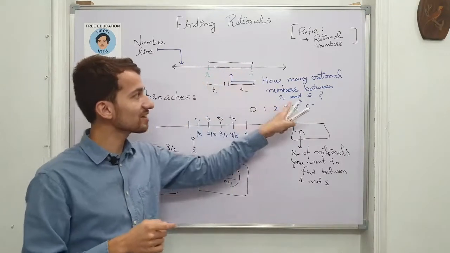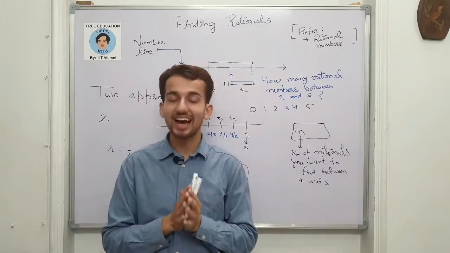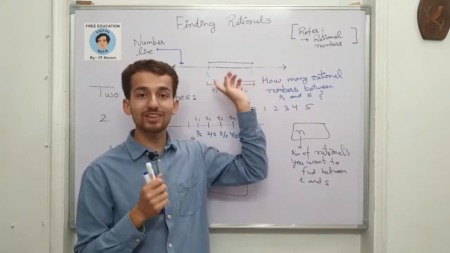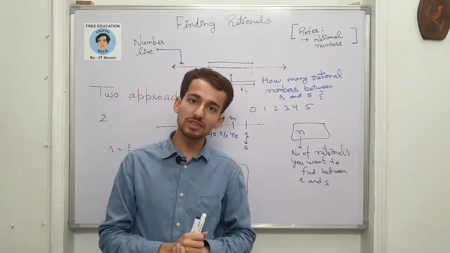How many rational numbers lie between R and S? So you have to give me an answer. How many are there between R and S in this segment? How many rational numbers are there?